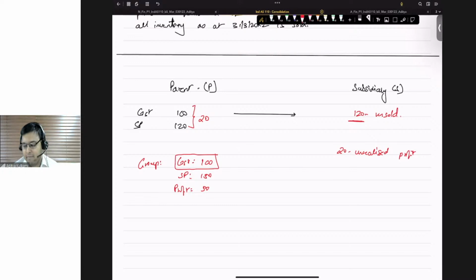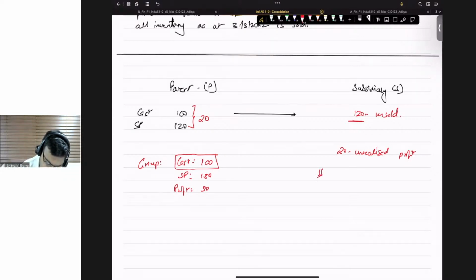You will have to eliminate this unrealized profit. So in this transaction, which is the entity which made the profit? It is the entity P, that is the parent. So the parent's P&L will reduce. Parent's P&L is ultimately the consolidated P&L.